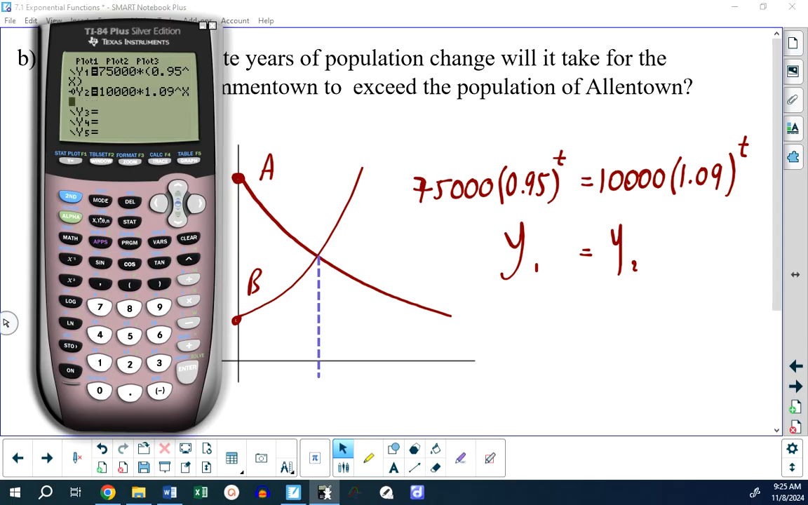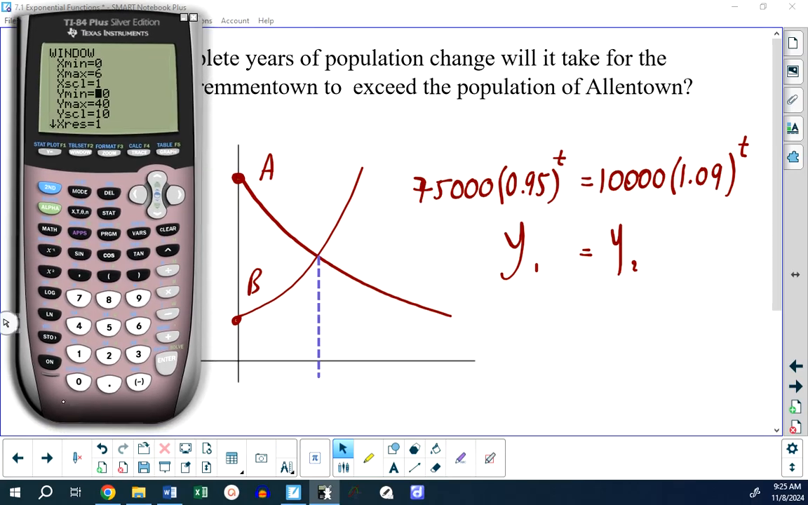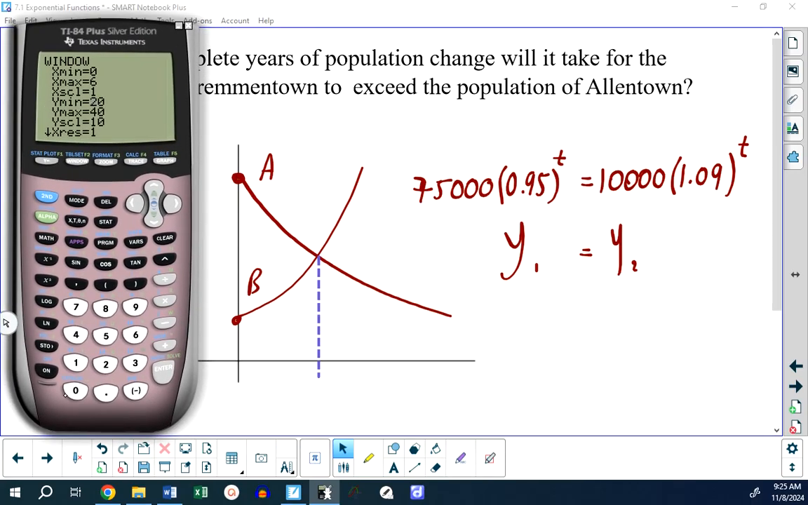And I want to set up my window settings. I don't want to go zoom standard. That's not going to do anything. So let's talk about y first. We know that the population of Allentown starts at 75,000. So it would make sense to go from 0 up to maybe 80,000. You can go up to 75 if you like. You can probably go up to 65, but I'll go 0 to 85 rather. Okay. And I'm going to put a tick every 10,000.